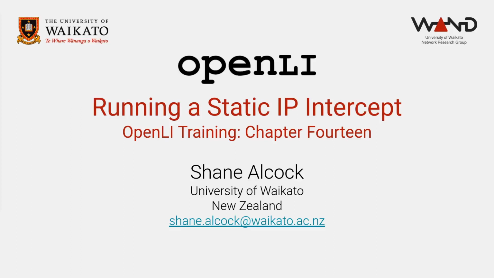Welcome back. It's time for us to begin the 14th chapter of the OpenLI training series. This time around, we're going to complete the exercise that we began in the previous lesson, where we configured an IP intercept for a user who has been assigned a static IP address. The bulk of this lesson will be looking at the intercept records produced by this intercept and learning more about the key information that is contained within those records.